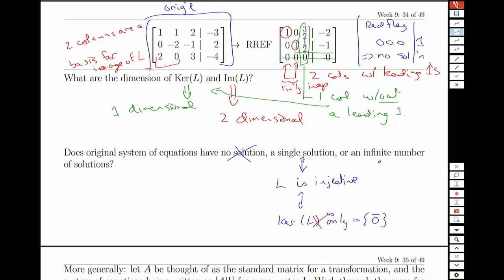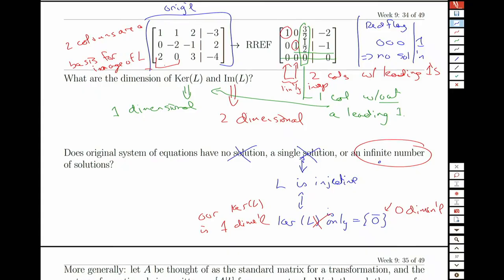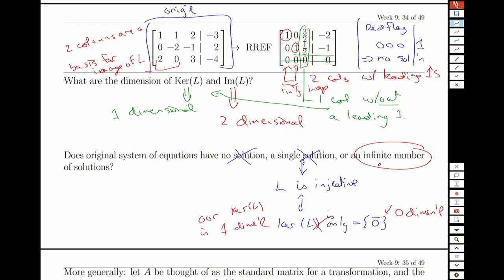So that's not true for us. This is violated because our kernel of L is one-dimensional. This is the 0-dimensional set. So if it was this, we'd have a 0-dimensional kernel. We don't have that. And so that means we don't have a single solution. We are down to one possibility left, which is that there's an infinite number of solutions to this system of equations. Boom, boom, boom. And it's not easy to express, but it's a straightforward logical chain now that we have this linear transform thought process and matrix versions.